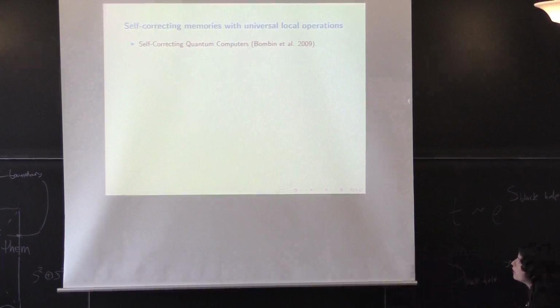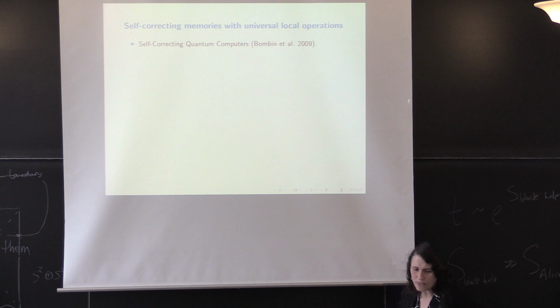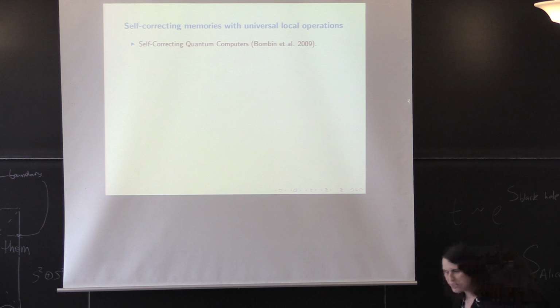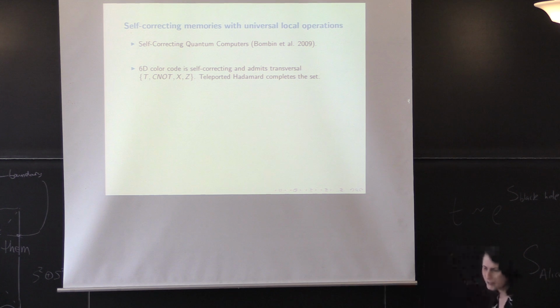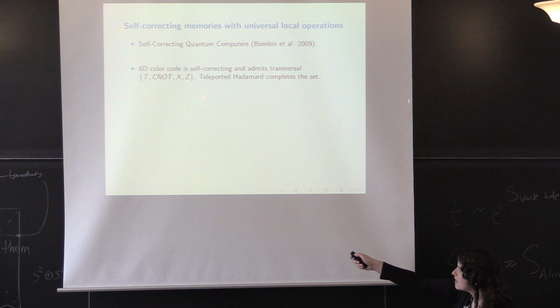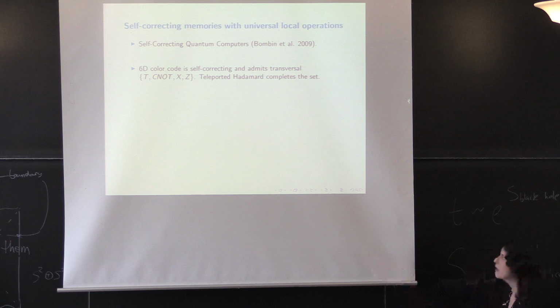So now I want to tell you about not the 4D toric code, but something a little more involved. These are self-correcting memories with universal local operations. By only doing local operations on them, you can achieve a universal quantum computation. This was studied by Bombin et al. An example is something called the 6-dimensional color code. Here it's not only self-correcting as we saw with the toric code, but it also allows for a large set of transversal gates, but you don't get a transversal Hadamard gate. Transversal just means that you have a local Hamiltonian that generates a constant depth unitary to perform the gate.